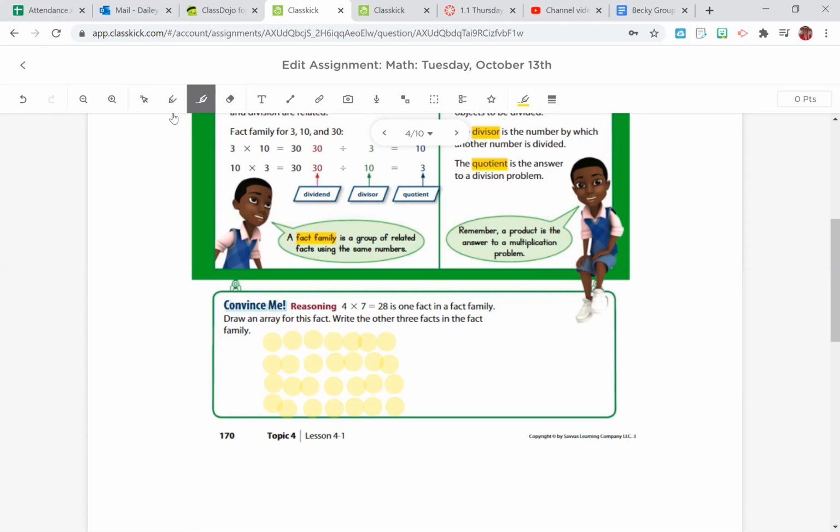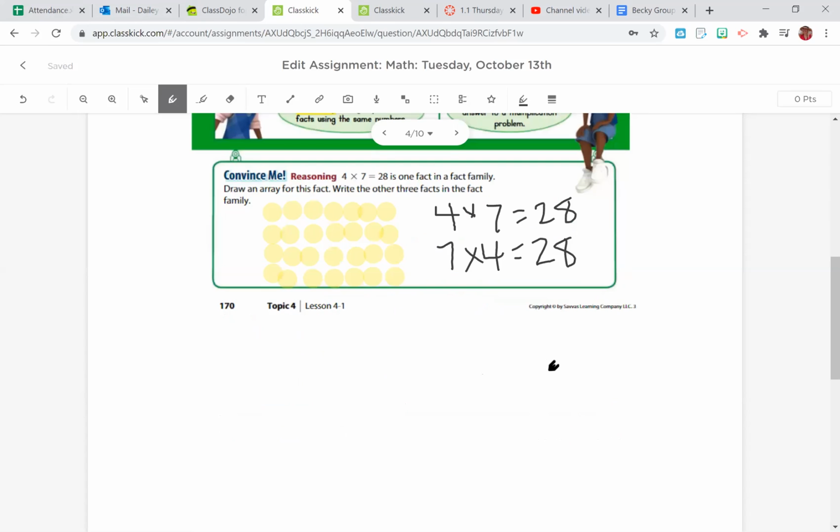Now remember, the factors can be flipped because of the commutative property. So if 4 times 7 equals 28, that means that 7 times 4 equals 28. So those are our first two sentences in our fact family.